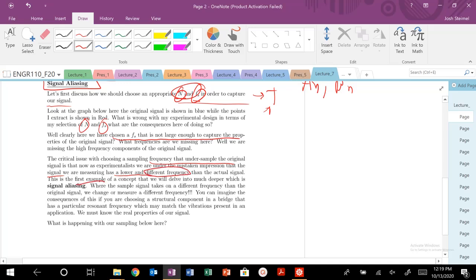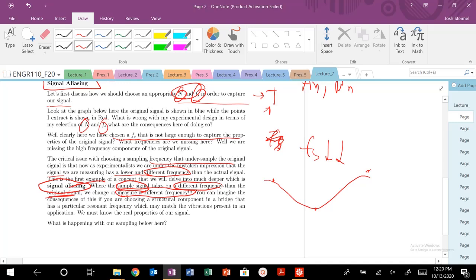This is the first example of a concept that we're going to talk about a lot in this course, which is signal aliasing. The red dots that we take and connect, and we think we've sampled a signal and our signal looks like this. When we choose fs incorrectly, so when we choose a sampling frequency that's undersampled, an fs that's too low, our sampled signal will take on a different frequency than our original signal of interest. Thus, our frequency spectrum will be completely destroyed, and we're measuring a different frequency than the original signal of interest.